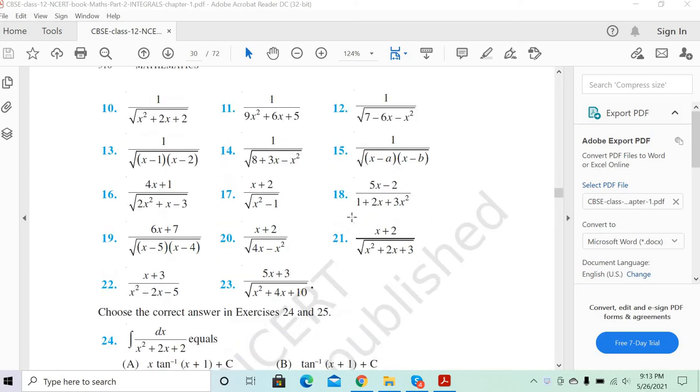Okay, till which question we have finished, Vijay? We finished the 17th one. 17th done. Okay, good. So we need to start with the 18th one, isn't it? Yes, sir. Okay, let's start with the 18th one.